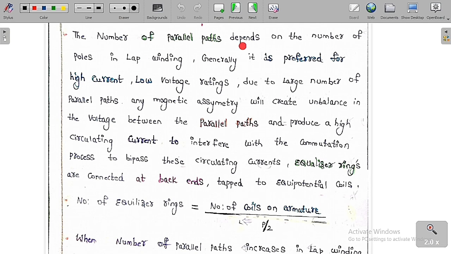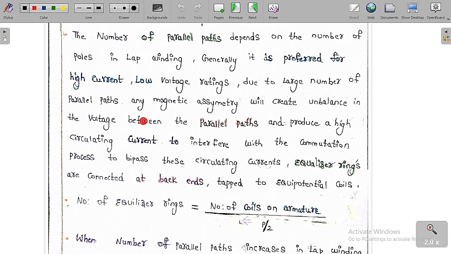The number of parallel paths depends on the number of poles in the lap winding. I have already told you that in lap winding, the number of parallel paths in the armature is equal to the number of poles. Generally, it is preferred for high current and low voltage ratings, because the more parallel paths, the more the current rating and the less the voltage.